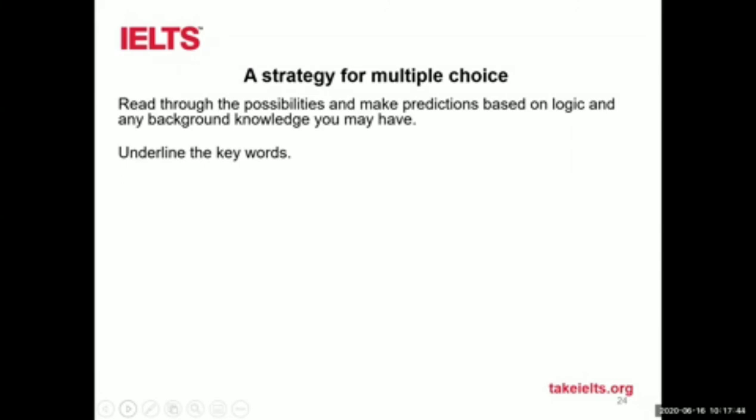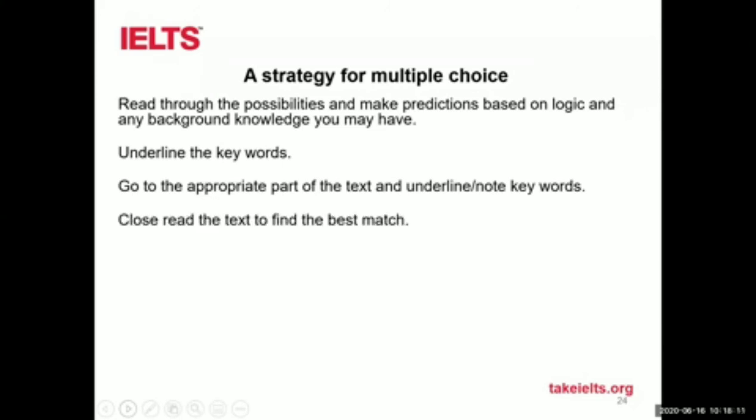Underline the key words, which you did in the stem, the main question part. Also do this in the distractors if you have time. The more you practice this in class before you do the test, the easier it will get. Go to the appropriate part of the text and underline or note the key words. Close read the text to find the best match. Often you find that the multiple choice is one where you have to do the most reading of any given text.